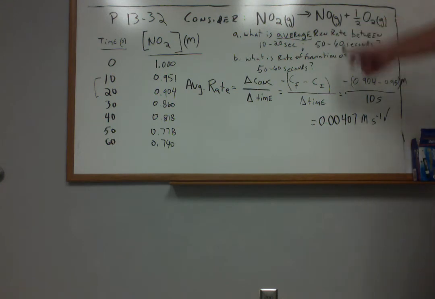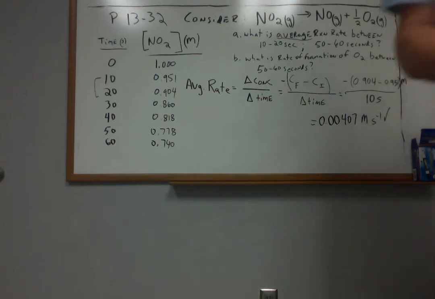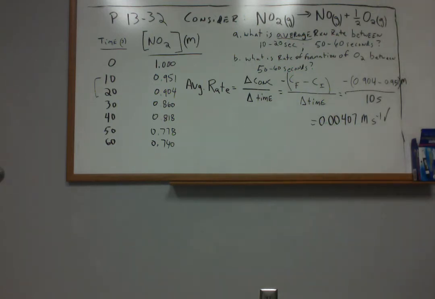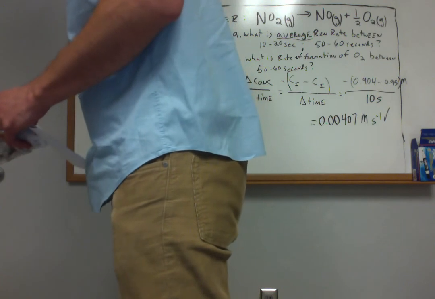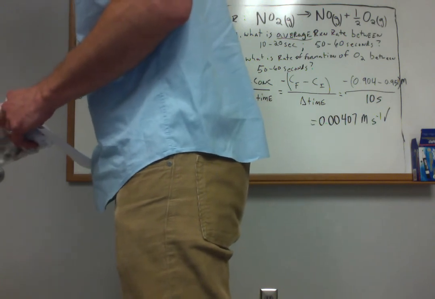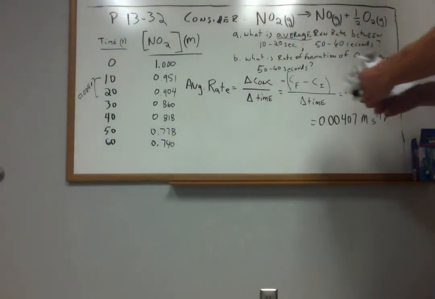Now, the problem also asked me to do the exact same calculation for the 50 to 60 second interval. This is more or less the same problem, just using different data, because I'm on a different period of time. So for 10 to 20 seconds, it was 0.00407. I'm just writing that over here so I can keep track of it. I'm going to erase this now.